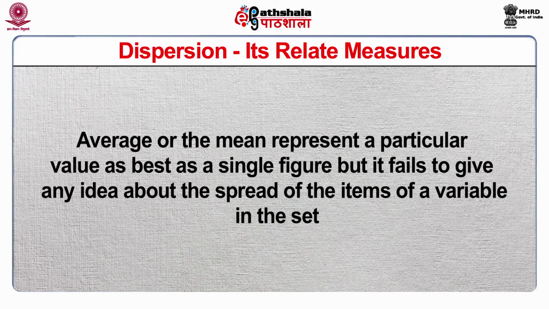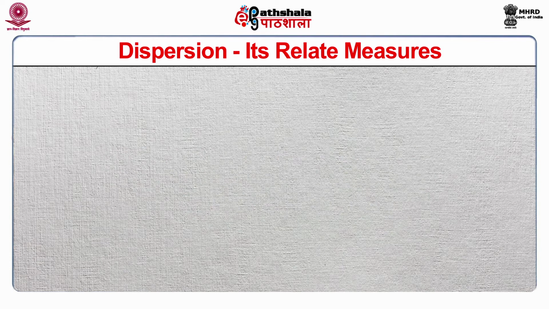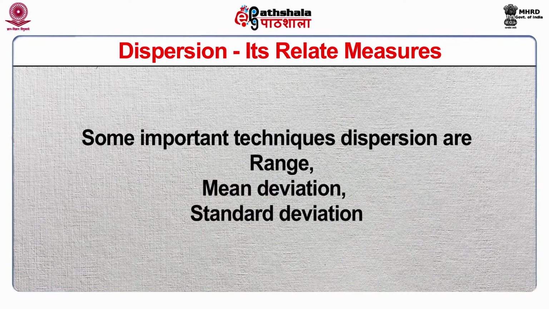The average or the mean represents a particular value as best as a single figure, but it fails to give any idea about the spread of the items of a variable in the set. In order to arrive at suitable answers, statistical techniques called measures of dispersion are applied. Some important techniques of dispersion are the range, the mean deviation and the standard deviation.